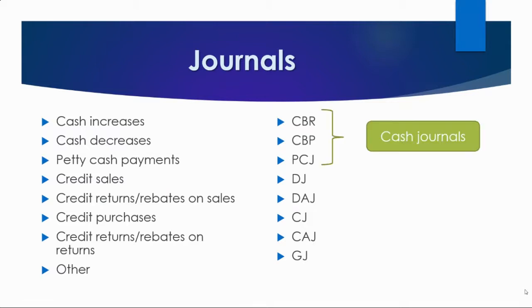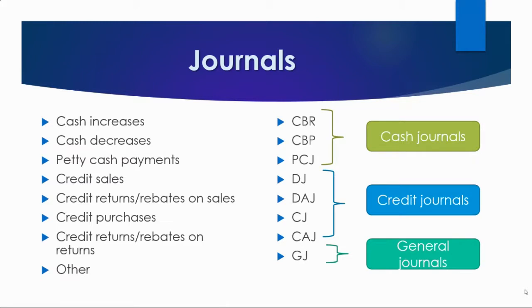They are broken up into your cash, your credit, and your general journals. Now remember that your cash journals would either increase or decrease your cash. So your cash book receipts increases your cash, whereas your cash book payments decreases your cash. Your petty cash would decrease your petty cash. Then your debtors journal is where you record all your credit sales, and then the DAJ, your debtors allowance journal, is where you record any credit sale returns.